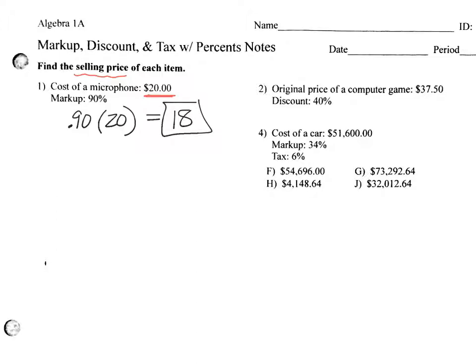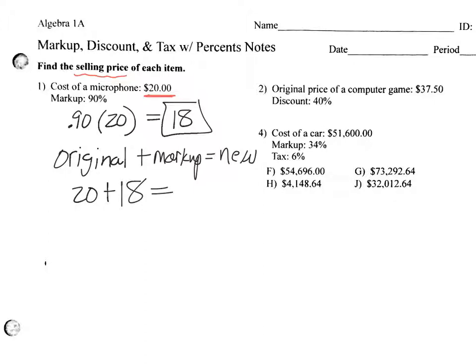So then what we do is we take the original, in this case, plus the markup, and that will equal our new selling cost. So our original was 20, our markup is 18, and that is $38. That's what our selling price would be. So again, that makes sense in terms of our cost should be more than what it initially was. Okay, let's go to the next one.